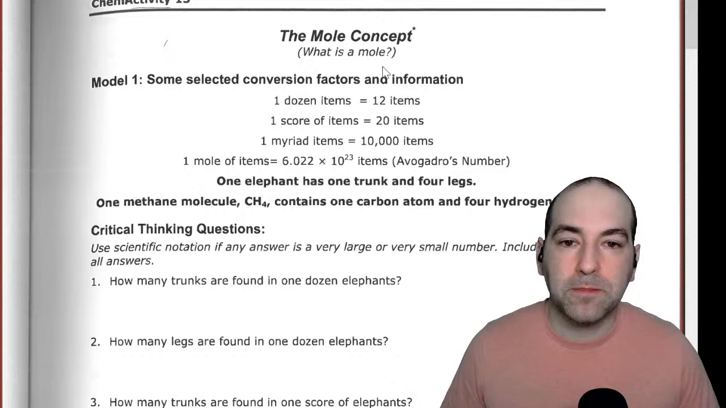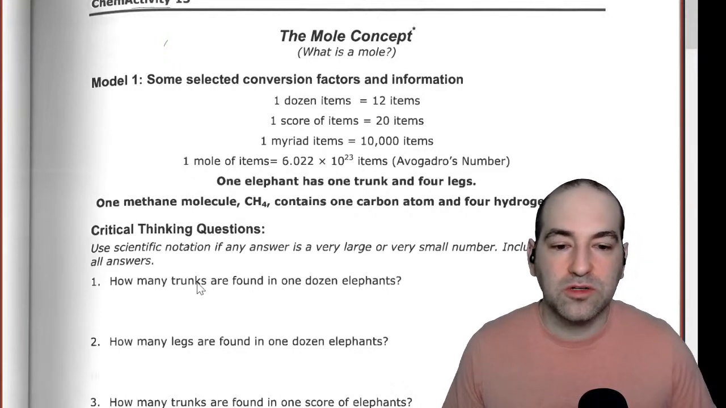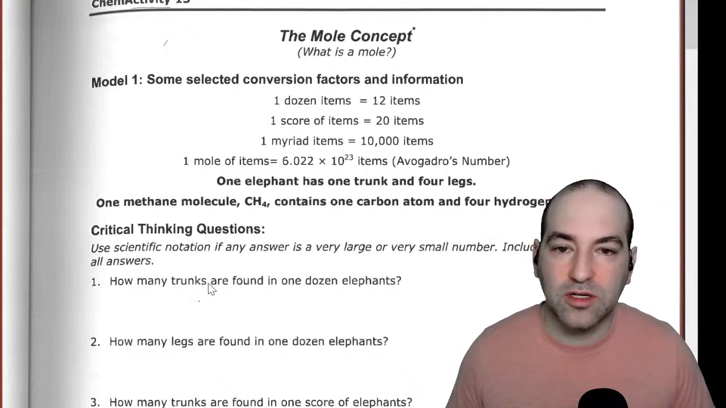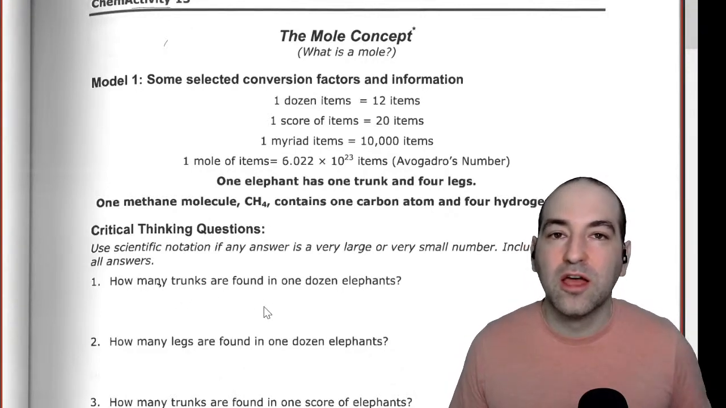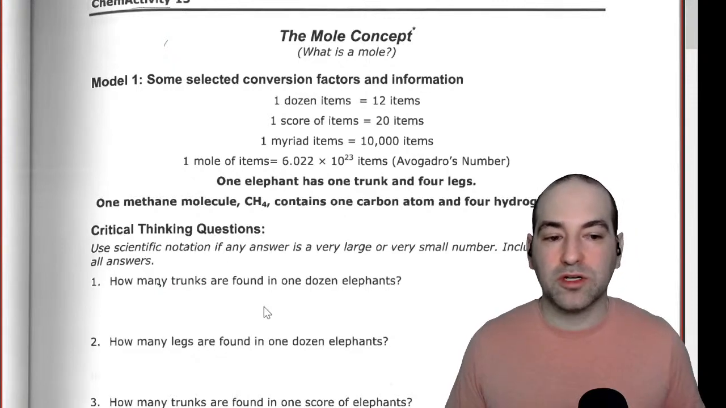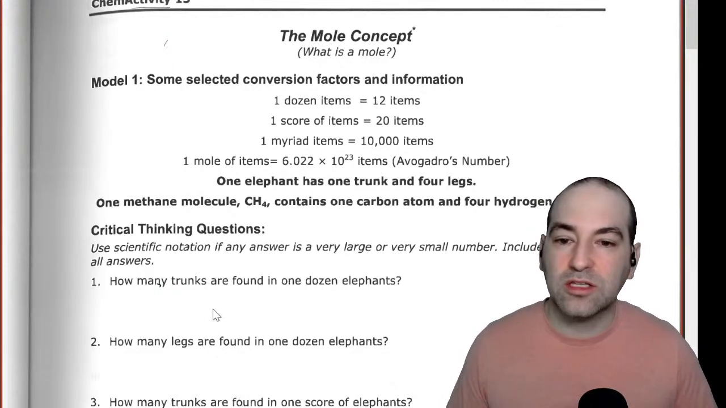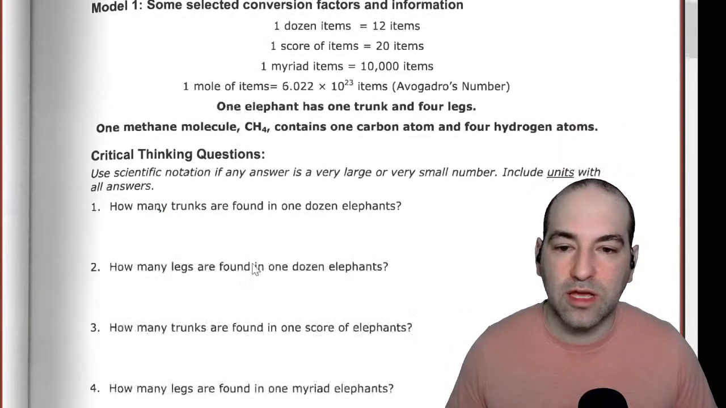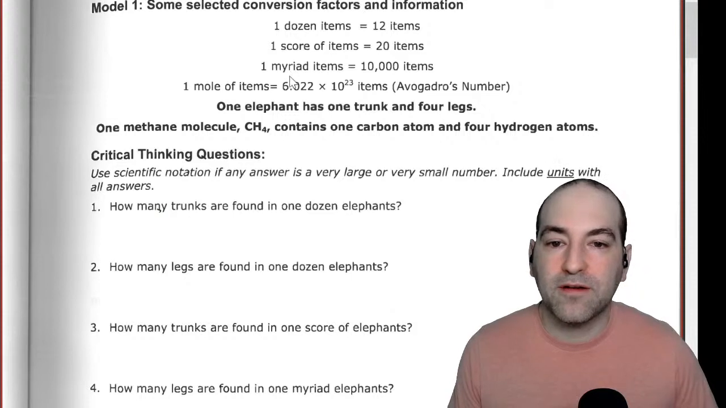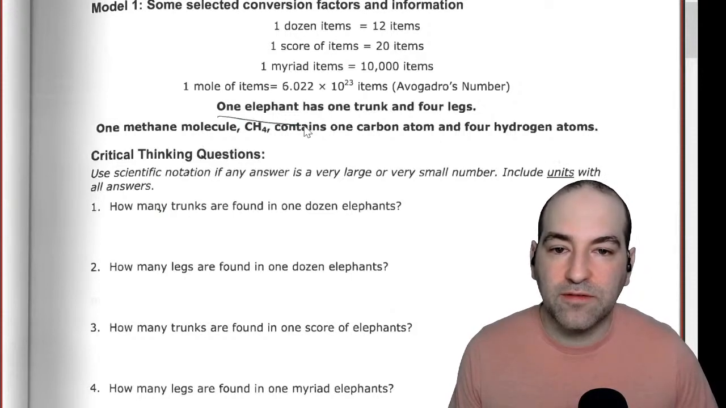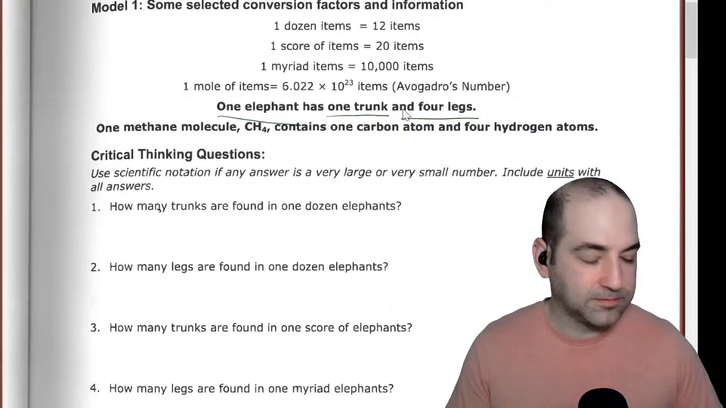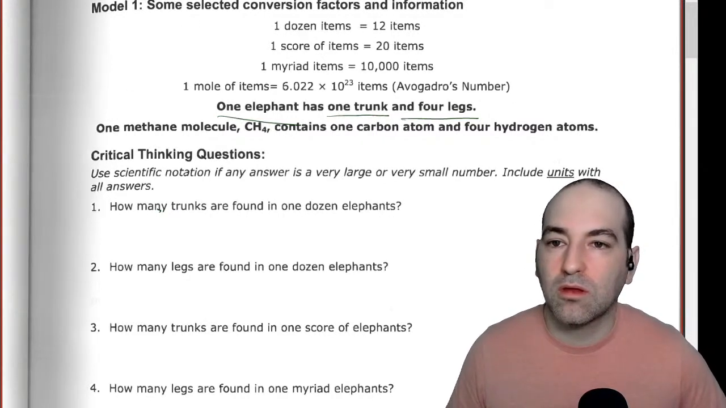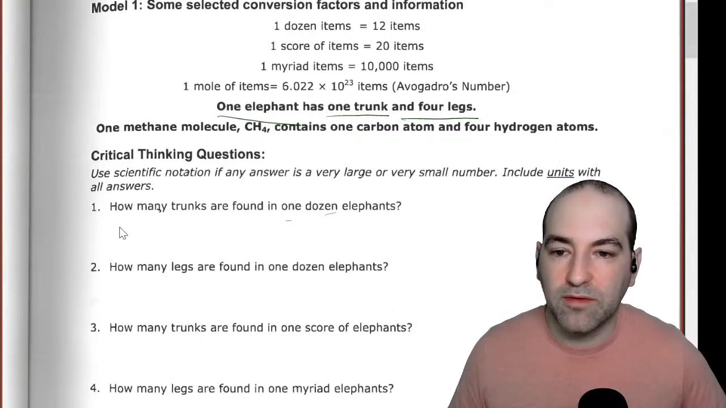All right. As you go through this activity, I would encourage you, even though these questions seem kind of silly, like how many trunks are found in 1 dozen elephants, to go through step by step and make sure you understand why they are. And as usual, next time we meet, either Monday or Friday after spring break, we'll go through these answers. But I'll get you started here. So if a dozen is 12, and each elephant has 1 trunk and 4 legs, then 1 dozen elephants would be 12 elephants.